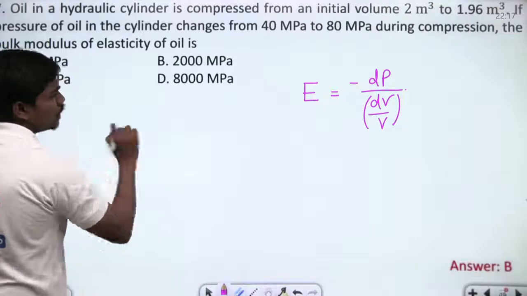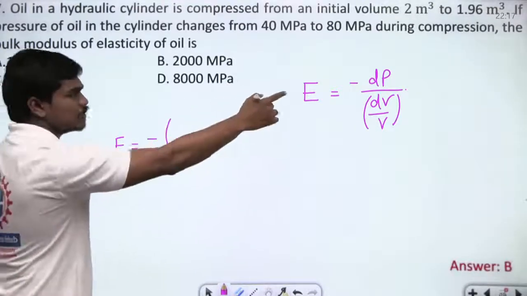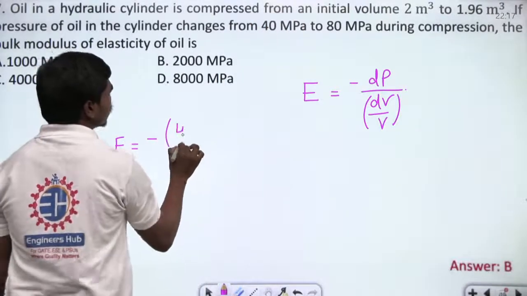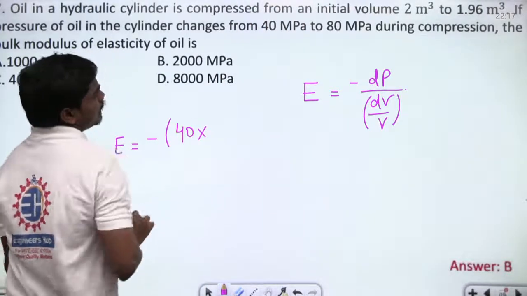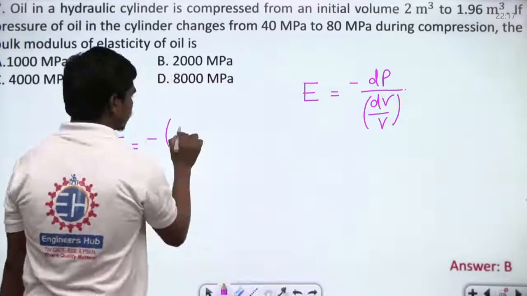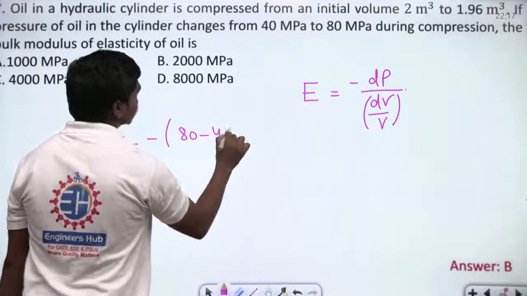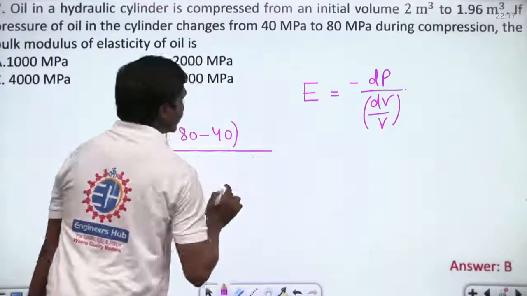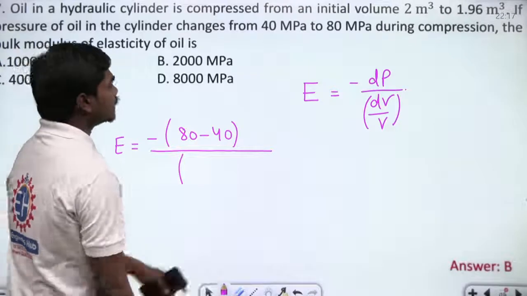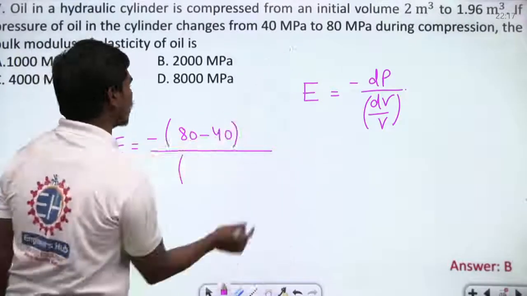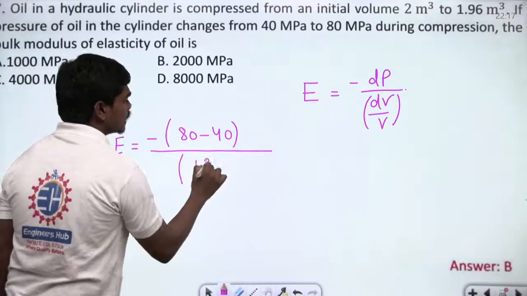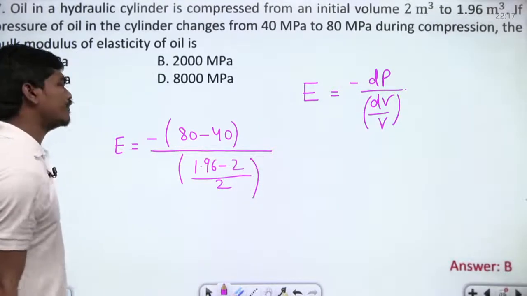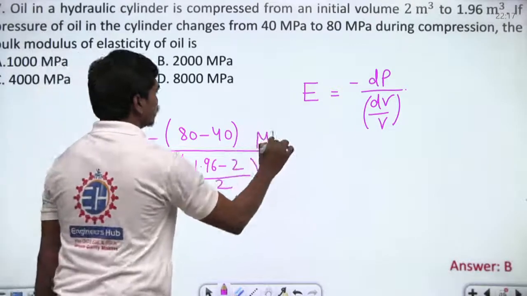So let us apply the things. E is equal to minus dP divided by dV by V. dP is always final minus initial, so 80 megapascals minus 40 megapascals. The answers are also in megapascals, so let us leave it in megapascals. Minus 80 minus 40, divided by, look carefully, delta V. dV is final minus initial, which is 1.96 minus 2, and the initial value is 2, of course. So this is the value of the bulk modulus in megapascals.